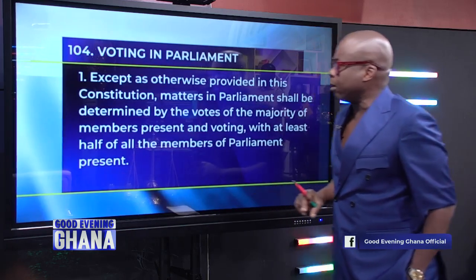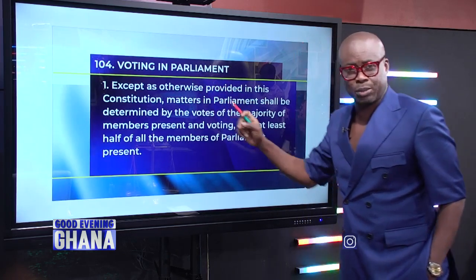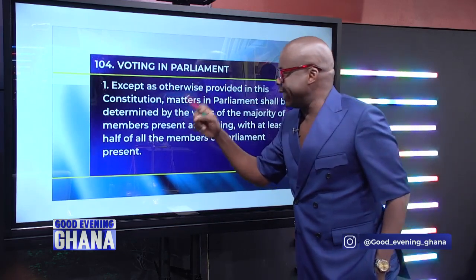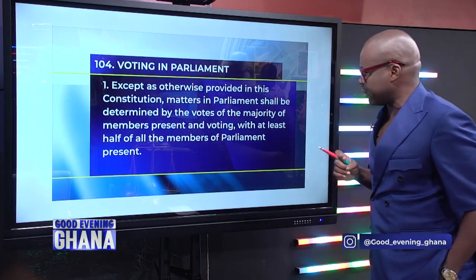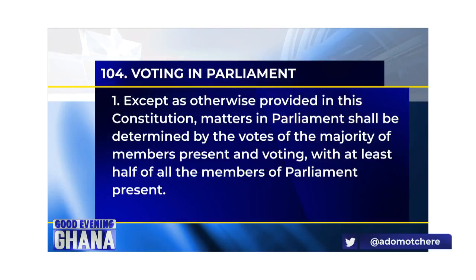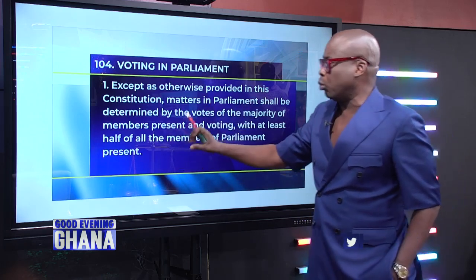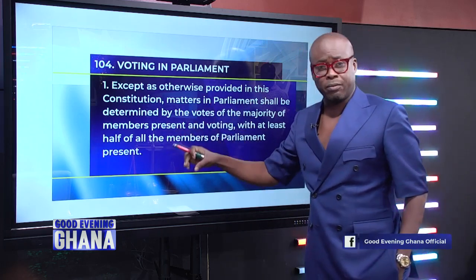The problems begin when we look at this one, Article 104. And it says, voting in Parliament. This is where the whole fight is. Except as otherwise provided in this Constitution, matters in Parliament shall be determined by the votes of the majority of members present and voting, with at least half of all the members of Parliament present. So half must be present. All of the half need not vote. The majority will be determined from the number of people who vote.